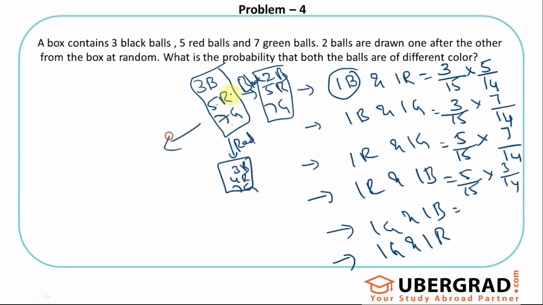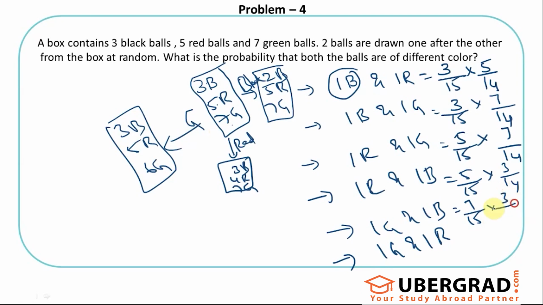1 green, if I pick, what will be the composition after I pick a green? 3 black, 5 red and 6 green. That will be my composition later. So if I pick a green first, that will be 7 by 15 into, I need to pick a black later, that is 3 by 14. And this is 1 green and 1 red.